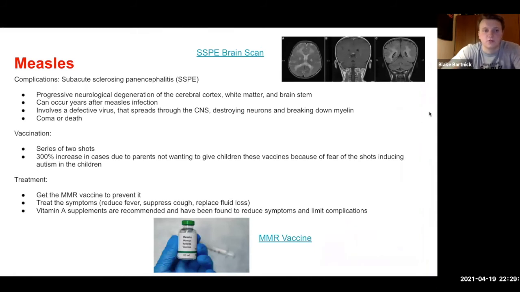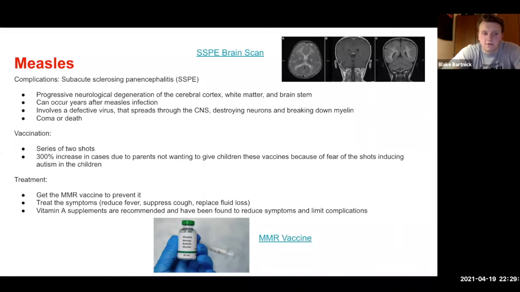The major complication with the measles virus is subacute sclerosing panencephalitis, or abbreviated SSPE. This is a progressive neurological degeneration of the cerebral cortex, white matter, and the brainstem. And this can occur right when or right after your measles infection happens, or it can happen years after. It's really dependent on the case.